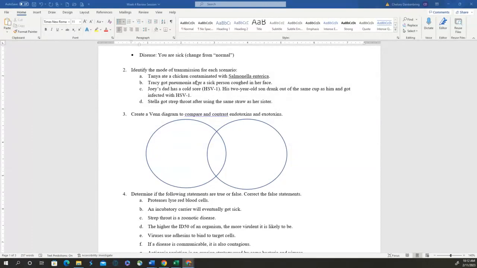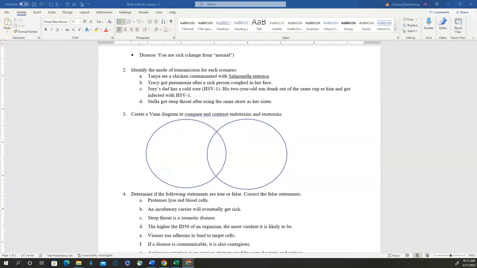All right, B, Tracy got pneumonia after a sick person coughed in her face. So in this case, the cough puts the pathogen directly on or in Tracy's body. So what's that one going to be? It's going to be direct, but more specifically, it's going to be respiratory droplets. Because again, when you cough, all that spittle that comes out of your mouth, the pathogen can be attached to it, and then it gets into your body.